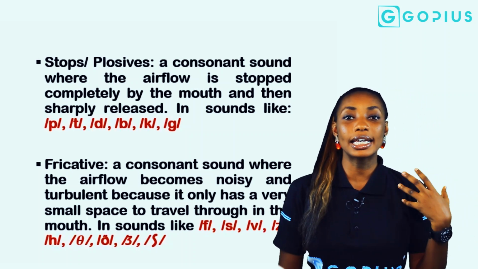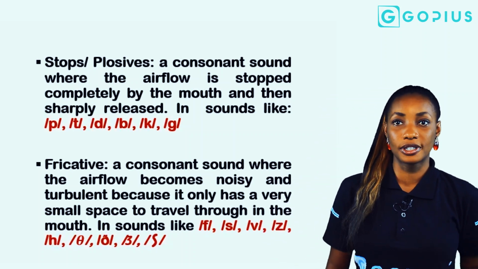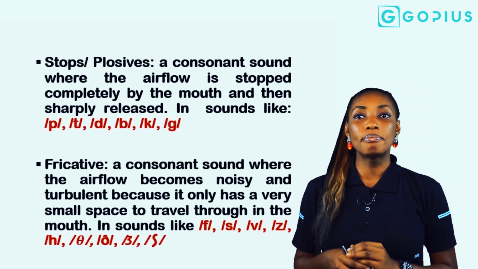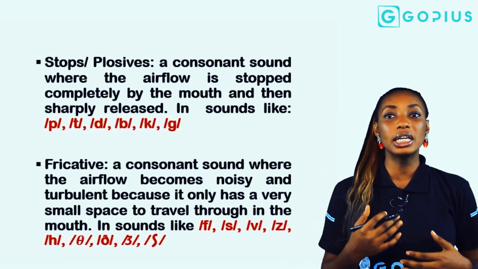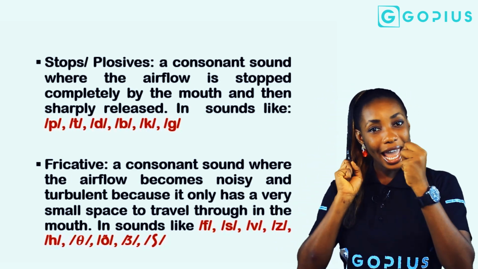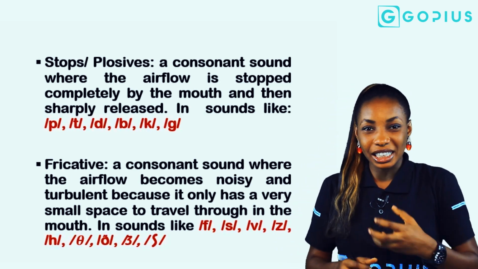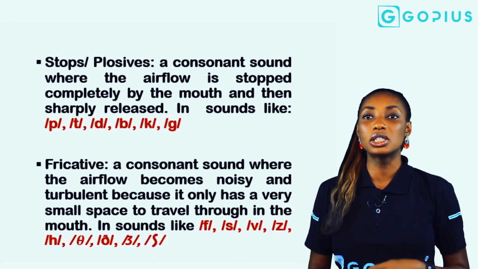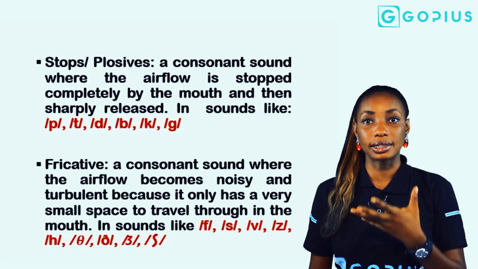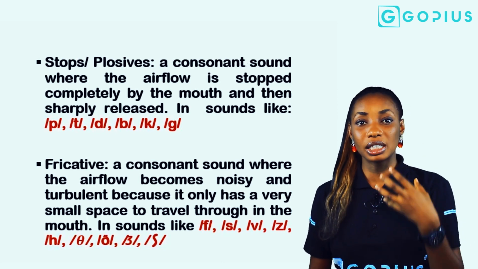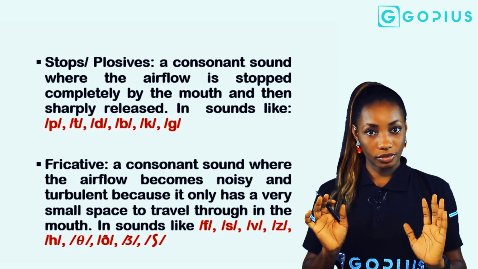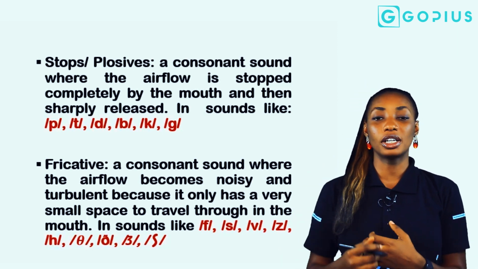The next is stops or plosives. A consonant sound where the airflow is stopped completely by the mouth and then sharply released. These are stops and plosives, where air wants to come out but it is stopped by the mouth and sharply released. The mouth stops it and releases it instantly. There's a stop, there's a sharp release.